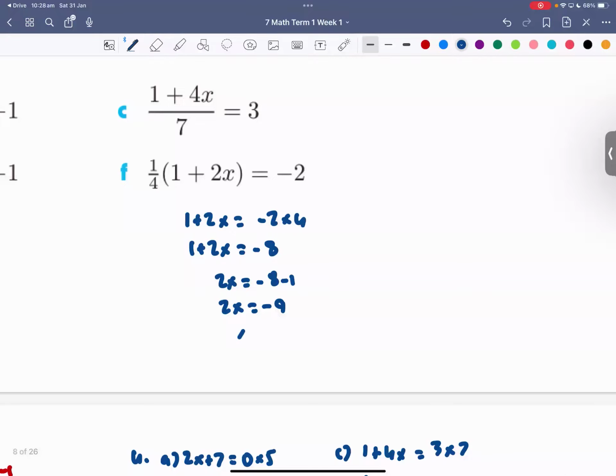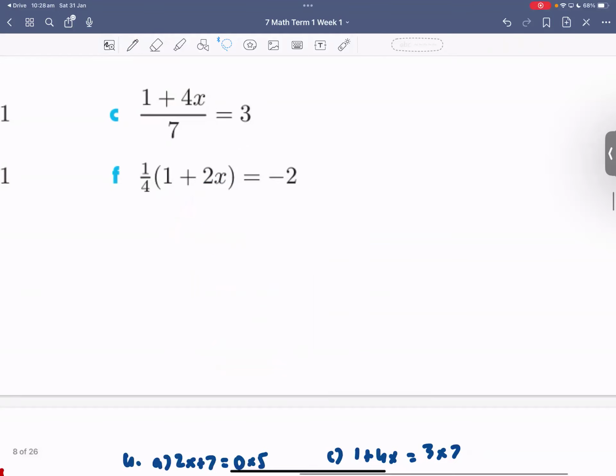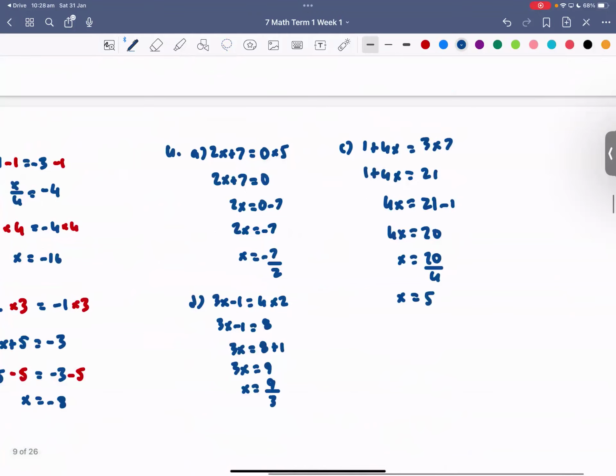All right. And what's x? Then minus 9 divided by 2. You can write minus 4.5, but I'd rather you not. All righty. So the answer to F is that.